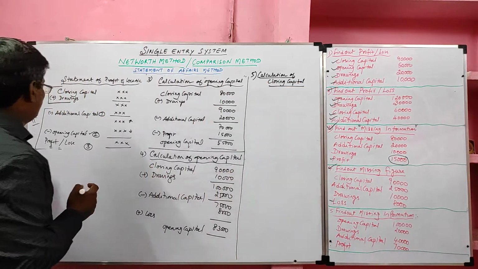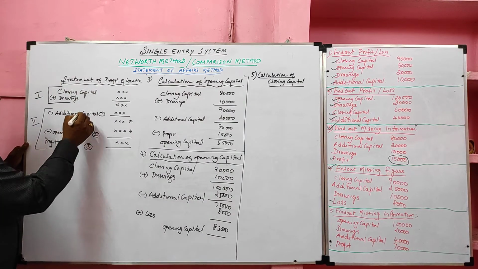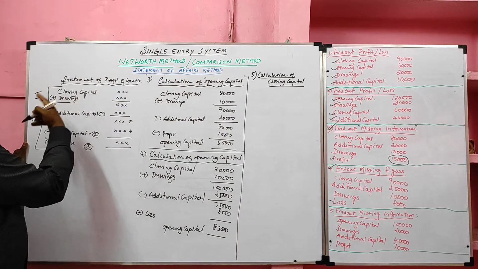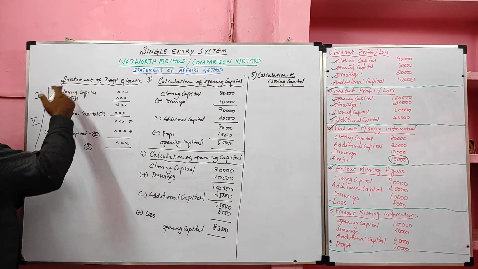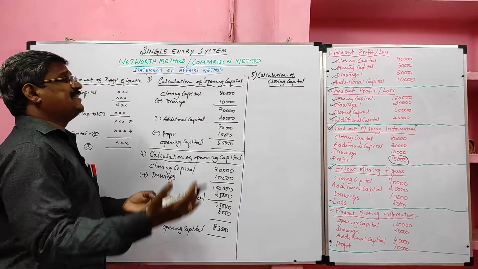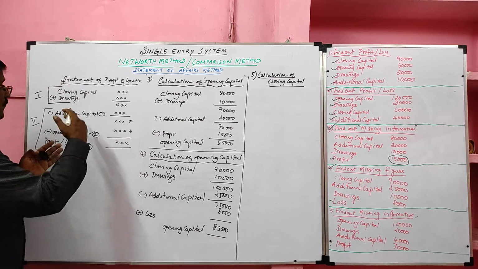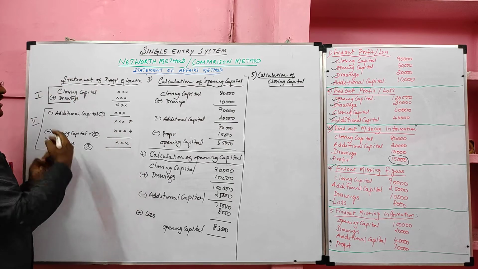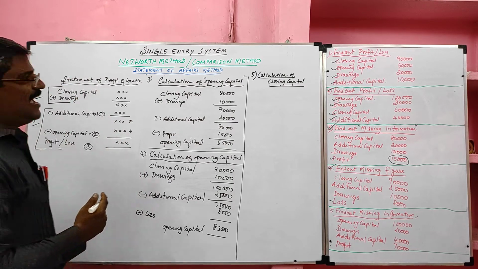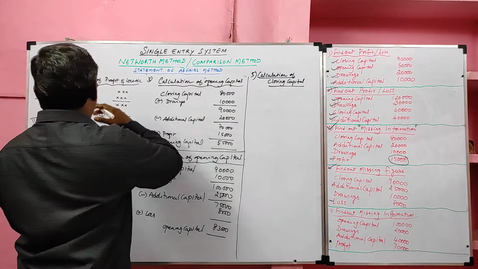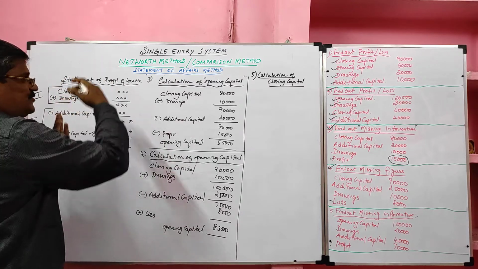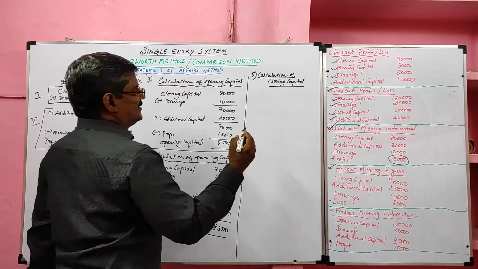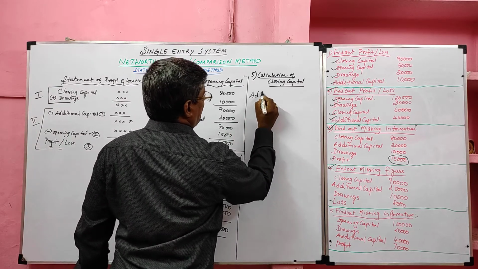In the last case, the missing item lies in the second part, but here the closing capital lies in the first part. So here the missing figure lies in the first part. If the missing figure lies in the first part, we can bring the second part items to the first part and first part items to the second part. So all these negative items we should add. We can start with the additional capital.